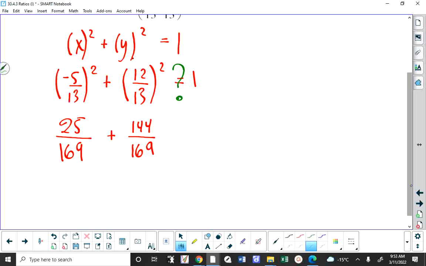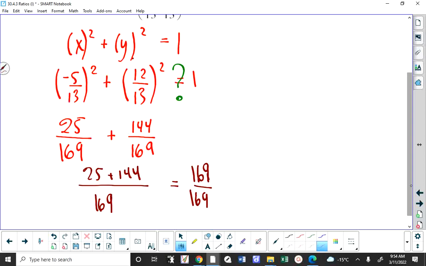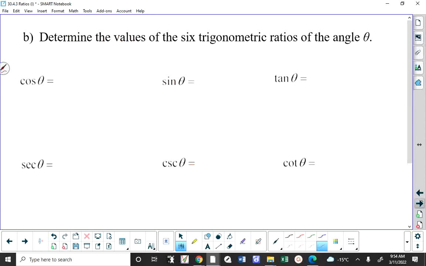And now we have a common denominator, so we can write 169 as the common denominator, and the numerator will be 25 plus 144. And surprise, surprise, 169 over 169. It's equal to 1. It's on the unit circle. What does that mean? It means we do not have to think about r. So let's take a look at part B.